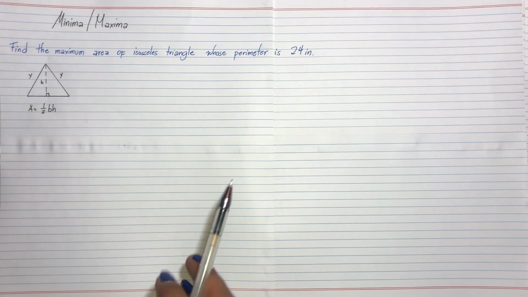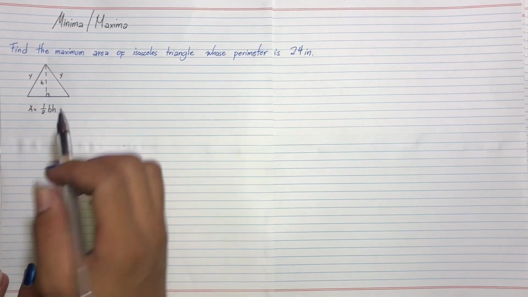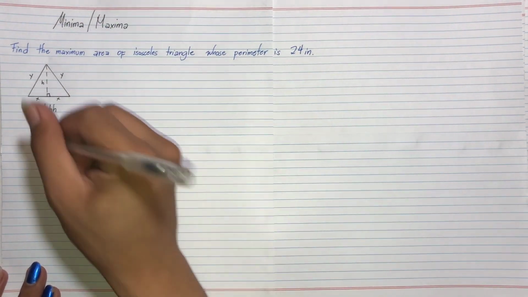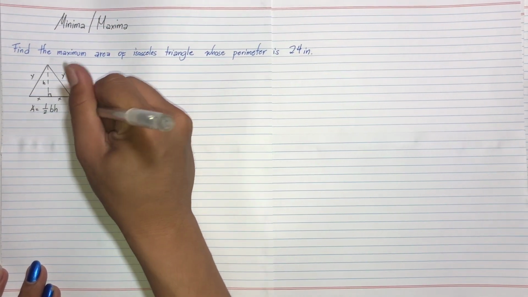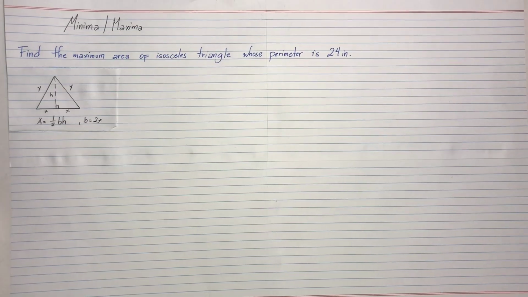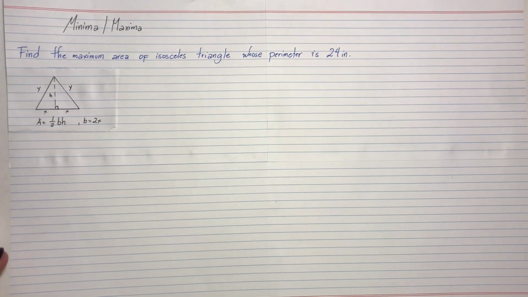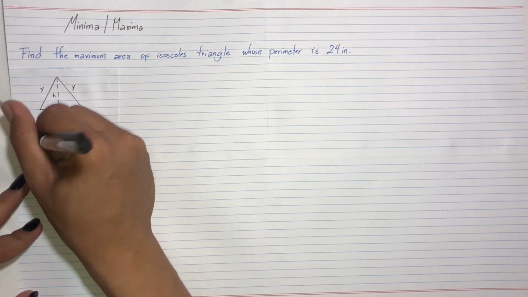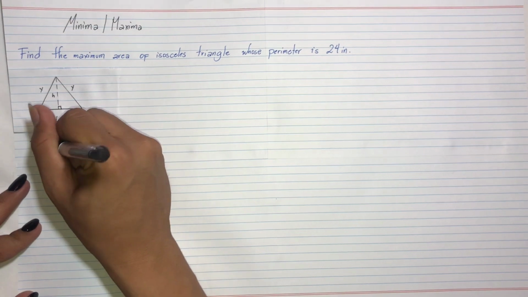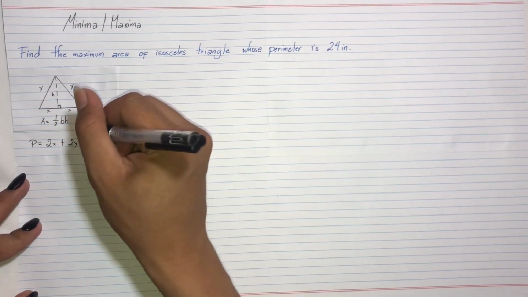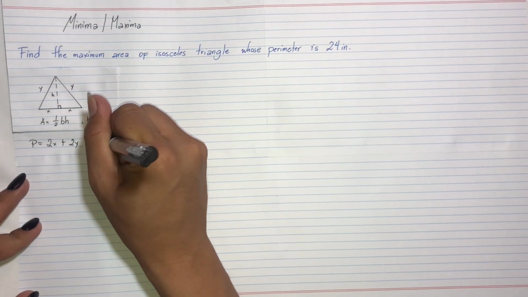Since the base is cut in half by the height, we can represent this as x and the other one is also x. So the base is equal to 2x. Look at the sides of the triangle. The perimeter is composed of 2x plus 2y is equal to 24.